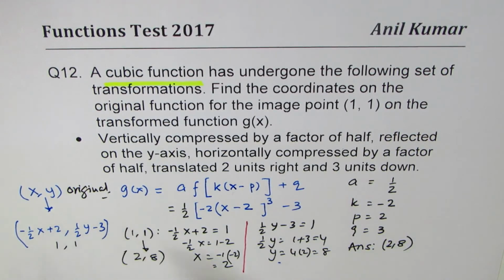Now this point got transformed, and then its image was (1, 1), which is given to you. This question is kind of tricky. Go through it once again. Try to understand what we have done here.